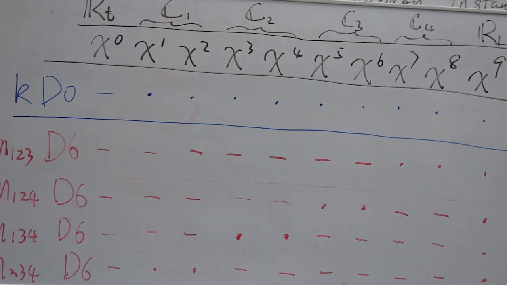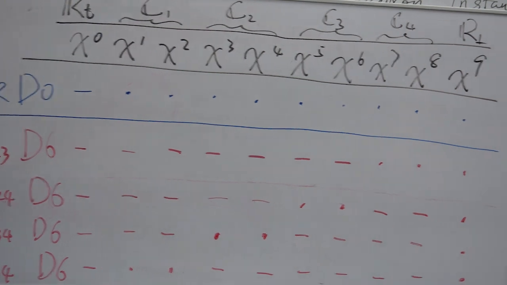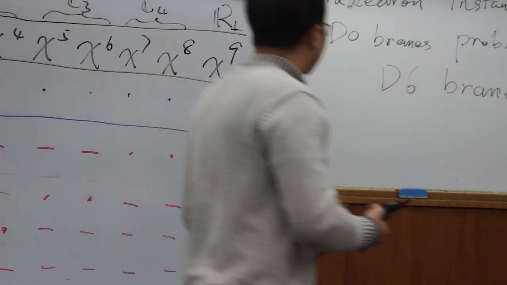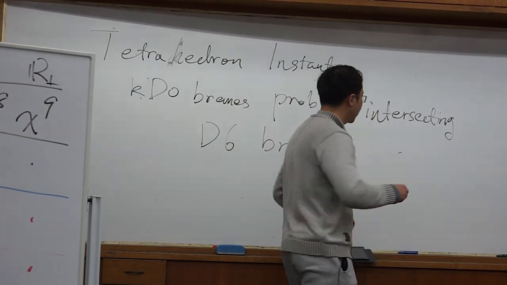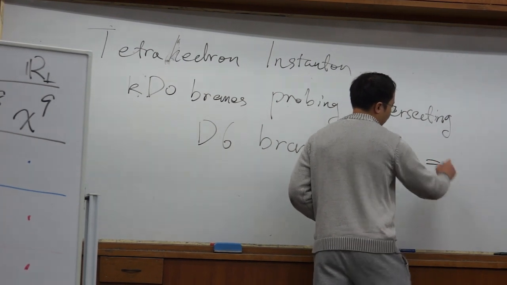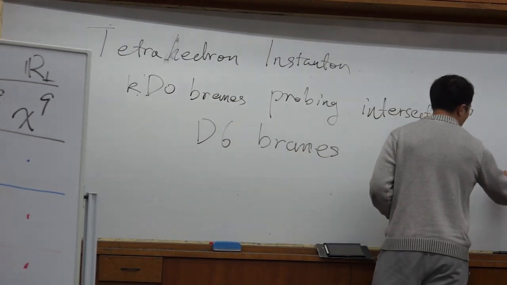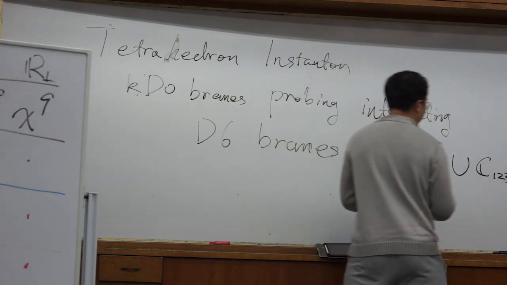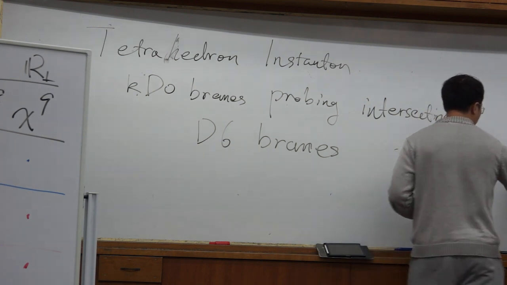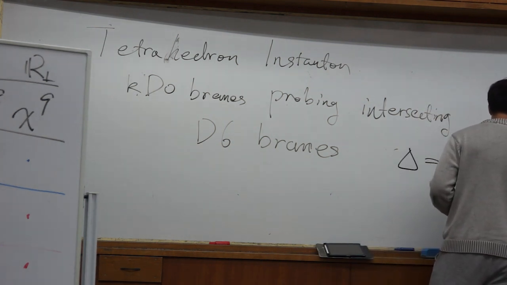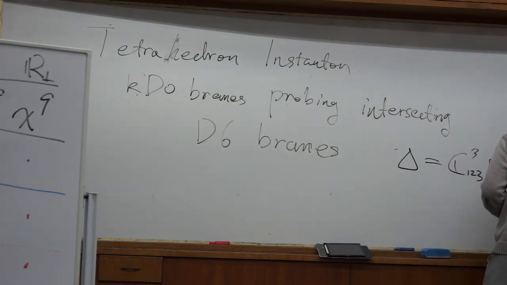So in the end, I'm getting some singular variety, which is a union of C1, 2, 3, union C1, 2, 4, union C1, 3, 4, union C2, 3, 4. Let me write it there. So this will be a subvariety in C4.